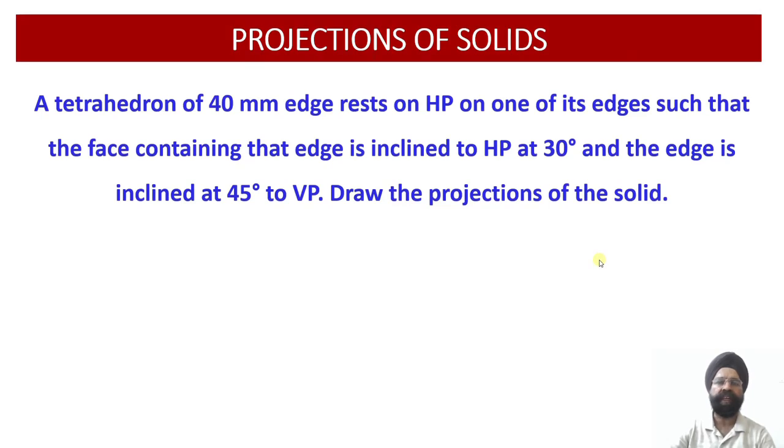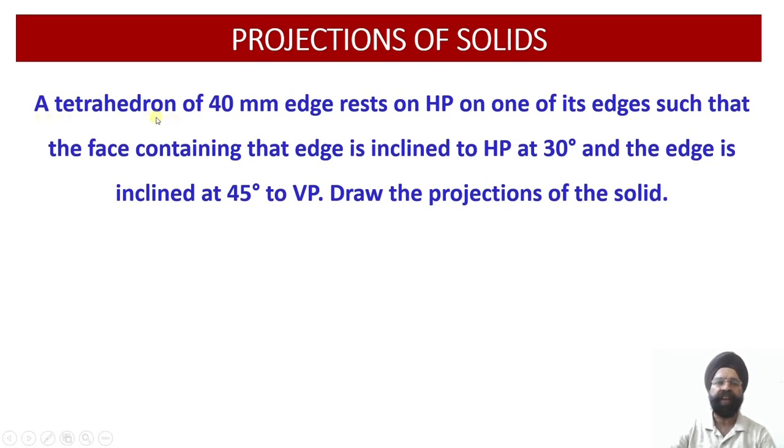Now the oblique solids are the ones which happen to be inclined to both the reference planes, that is the horizontal plane as well as the vertical plane. So let us first of all evaluate the order of inclination of the tetrahedron solid with respect to the two reference planes, that is HP and VP.